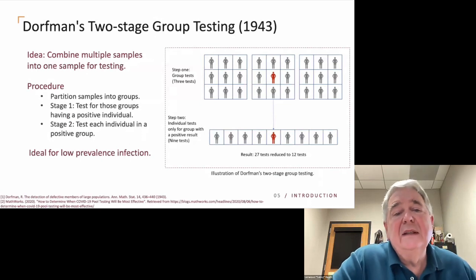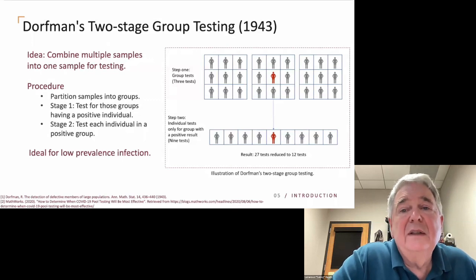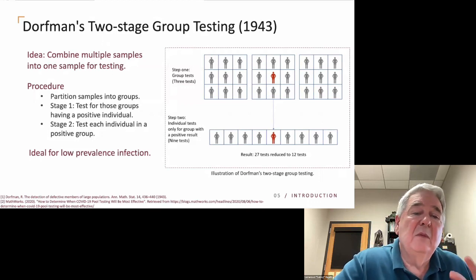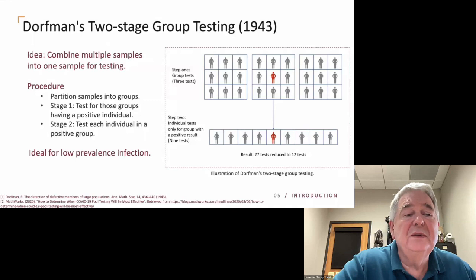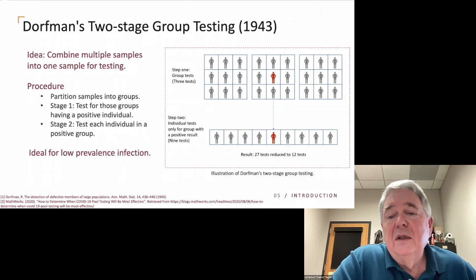So group testing is classically represented by Dorfman's two-stage process from 1943, where the idea is to take multiple samples from multiple individuals, combine them into one sample, and test that sample. If that sample tests negative, then the assumption is that everyone in that sampling group is not infected. And if the test is positive, then individuals within that group need to be tested. So when you have low prevalence, you get a more efficient testing scenario.